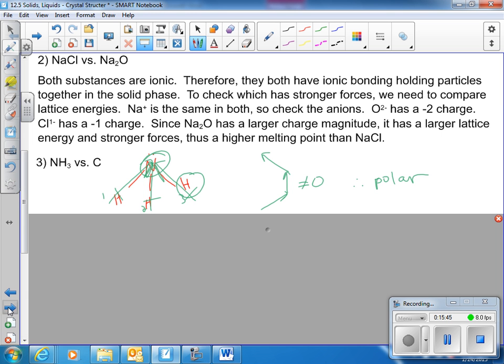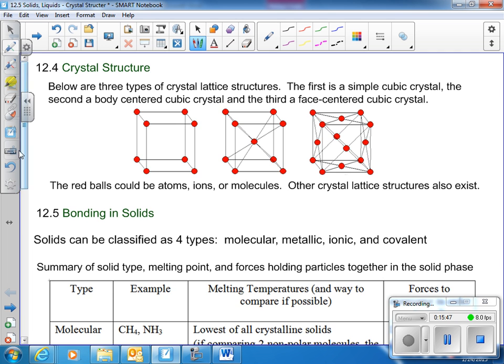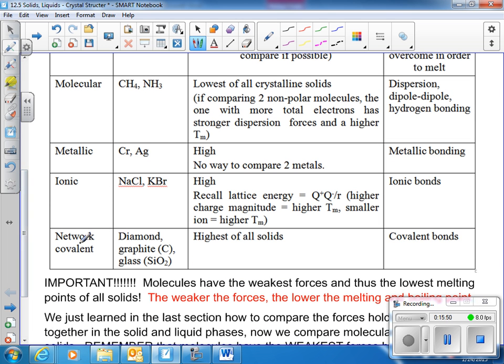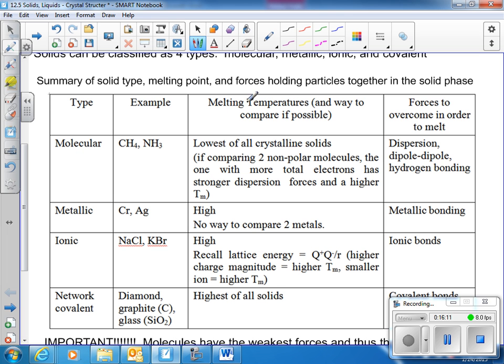Carbon, ooh, that's a special one. You have to always be aware of carbon. It's our network covalent solid. Any form of pure carbon, whether it's diamond or graphite or coal, has a very high melting point. In fact, coal is going to actually combust before you can melt it. Remember that column is our melting temperature. So carbon has the highest melting temperature of all of the crystalline solids.